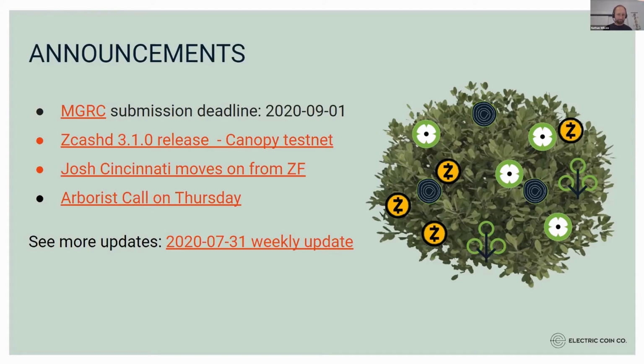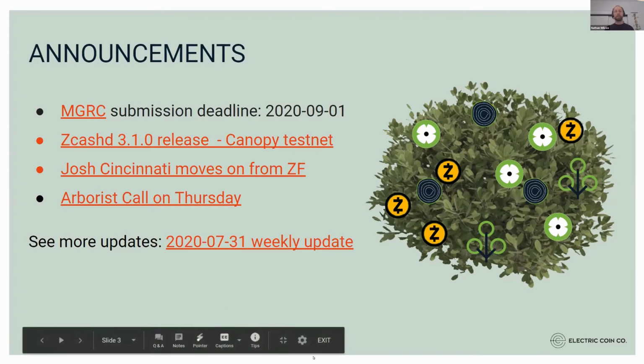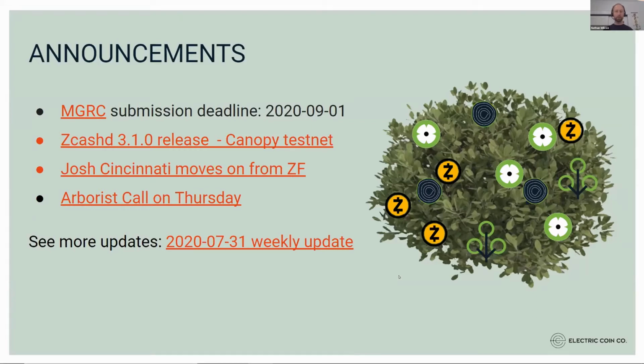The next is ECC released zcashd 3.1.0, and that's the first release that has the Canopy code. Canopy is the next network upgrade, happening I think around November, and it institutes this new dev fund that the MGRC will be distributing. So that's pretty exciting. Right now, this release just has that code on testnet, so if you're curious about interacting with it, go check out that testnet.